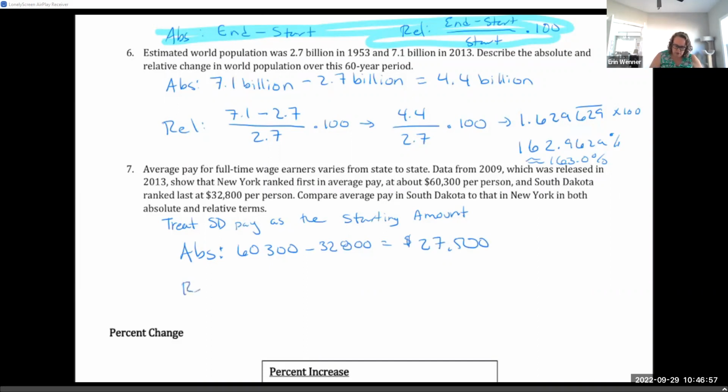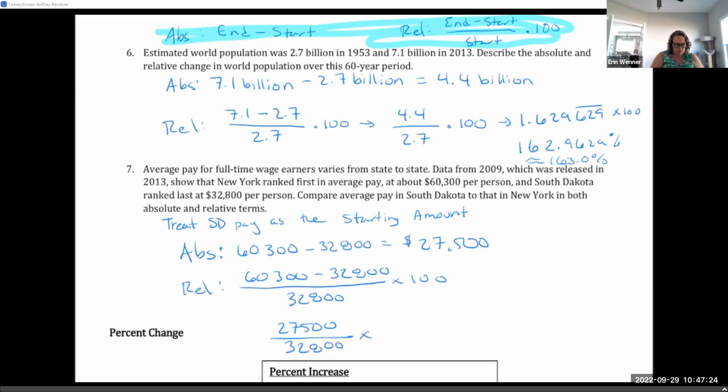So if we look at the relative change, again, the relative is the ending amount minus your starting amount, so 60,300 minus 32,800, divided by your starting amount, 32,800, and then times 100. We already know the numerator reduces to 27,500. So we're going to take 27,500 and divide it by 32,800, and we get 0.83841, and so on. Multiplying it by 100, we end up with 83.84%. So it's an 83.84% increase on the South Dakota pay.